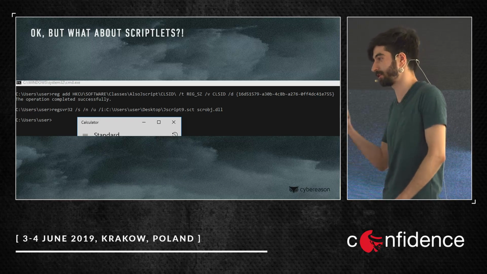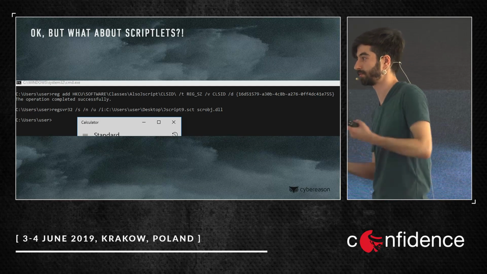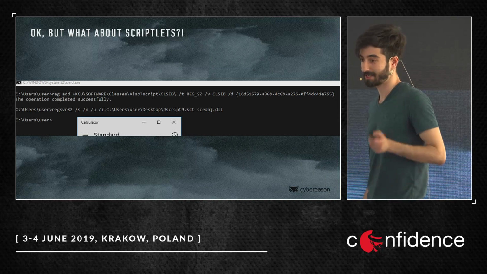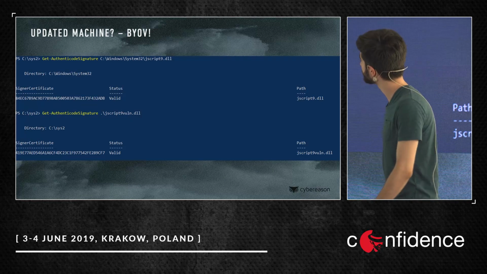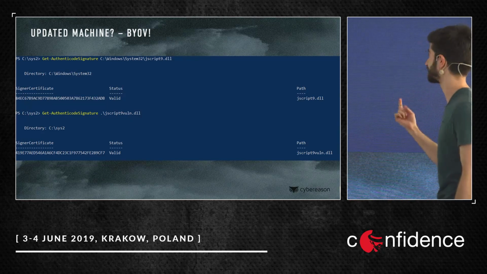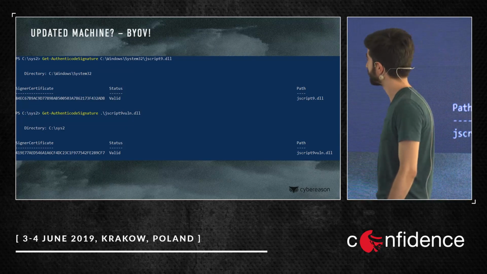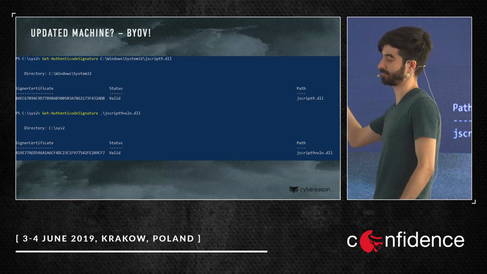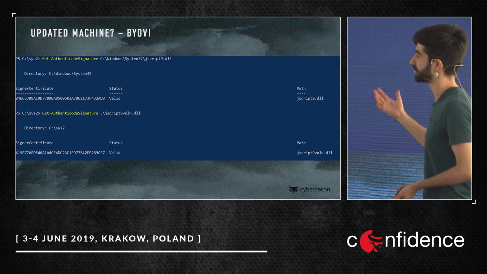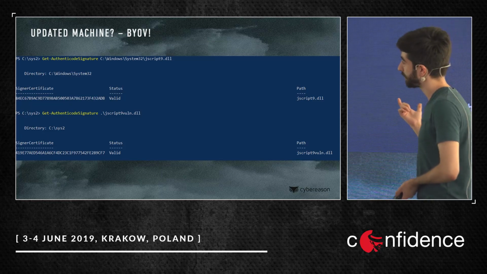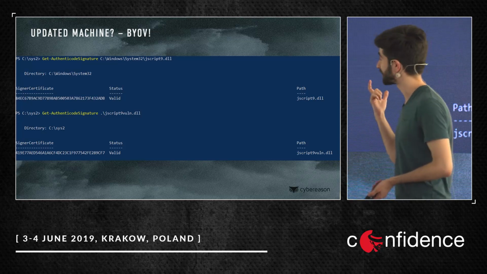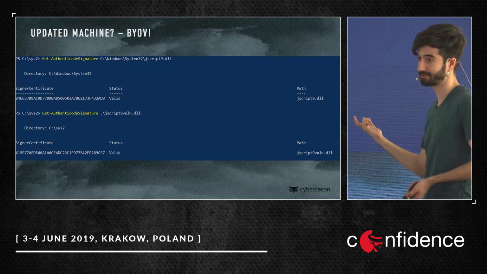And the patch was actually pretty good, so I did not find a way to bypass it in code. So we should be safe from this vulnerability, right? Well, almost. So here we have two versions of Jscript 9 on the same machine. The first is the version on my patched machine in Windows System32. And we check the certificate, and it's valid. And the other one is the vulnerable version, and we check its certificate, and it's also valid.